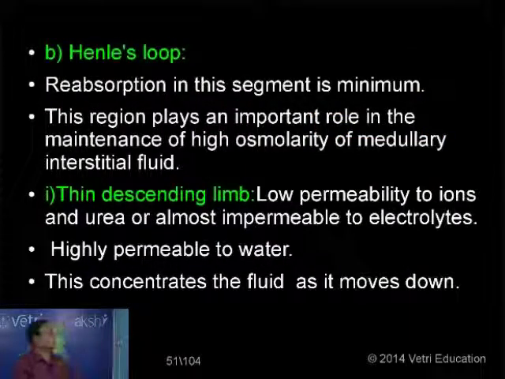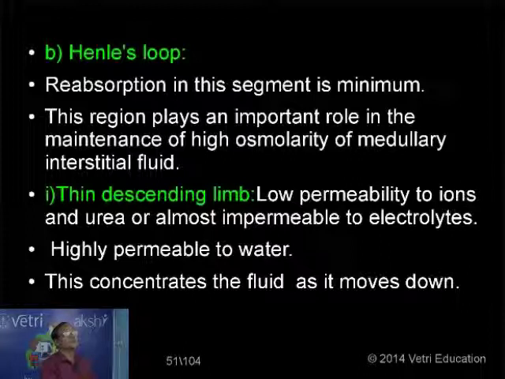Now the second one, Henle's loop. What is the role of Henle's loop? So the proximal convoluted tubule is responsible for reabsorption of most of the materials. Now what is the role of Henle's loop? The reabsorption of materials at this level is very minimal. So only 20% of the electrolytes and 25% of water will be reabsorbed in this one. But this region is playing an important role in maintaining the osmolarity of the medullary interstitial fluid.